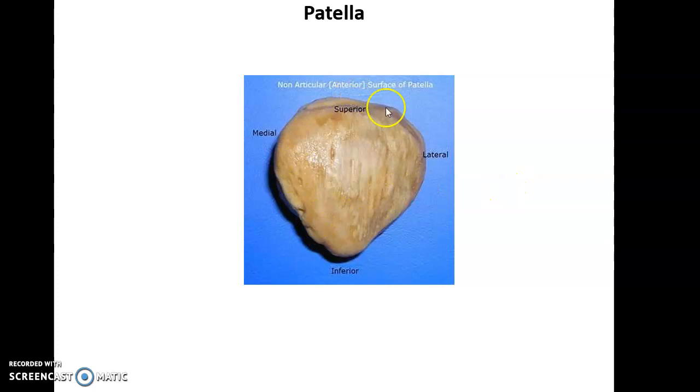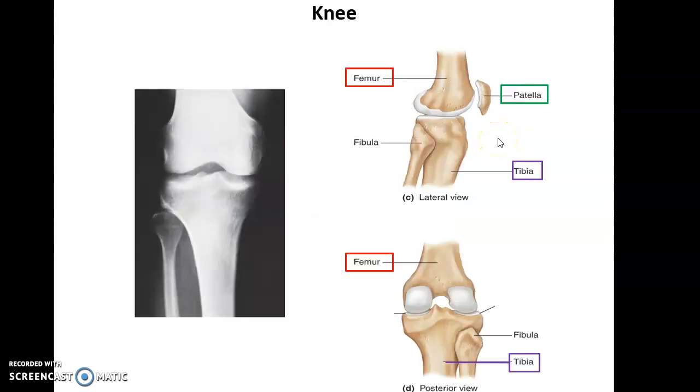Here's the patella, a nice little bone that fits within a ligament and helps to form the knee joint. So you can see here's the femur, here's the patella, and then also the tibia. The tibia is the 3rd bone forming the knee joint: femur, patella, and tibia.